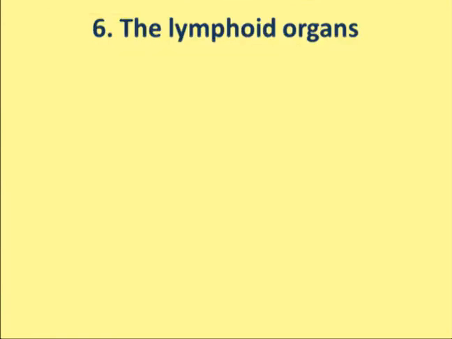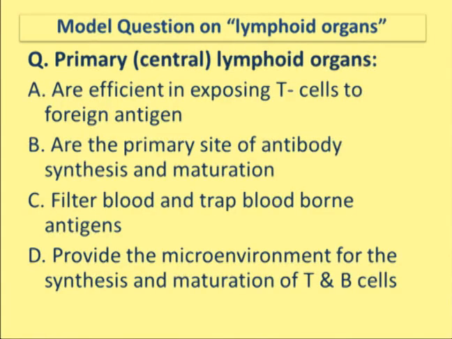Now we will be discussing certain lymphoid organs. Lymphoid organs are the organs or the sites or the tissues where the development, maturation and differentiation of the lymphocytes take place. Overall, lymphoid organs can be categorized into two classes.